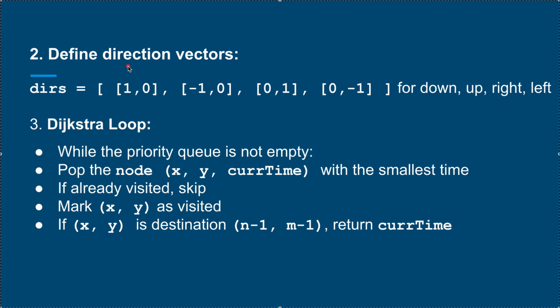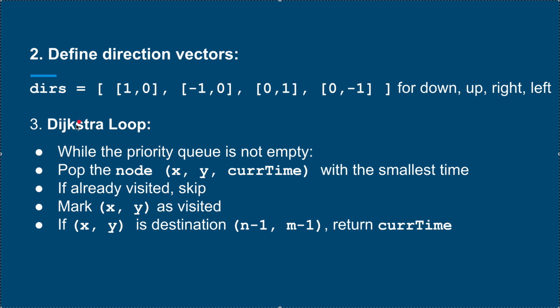So what are the direction vectors we have given? Directions we will take as (1, 0), (-1, 0), (0, 1), and (0, -1). So this is for the down, this is for the up, then this is for the right, and this is for the left. So you can pause this and write it in your notes. Then we'll go through the Dijkstra loop.